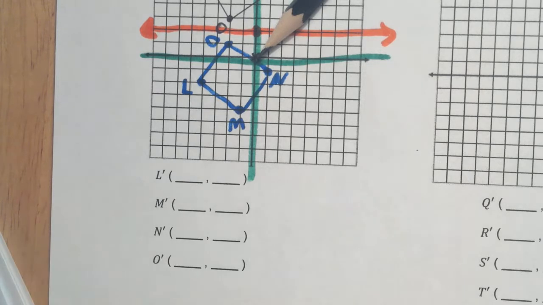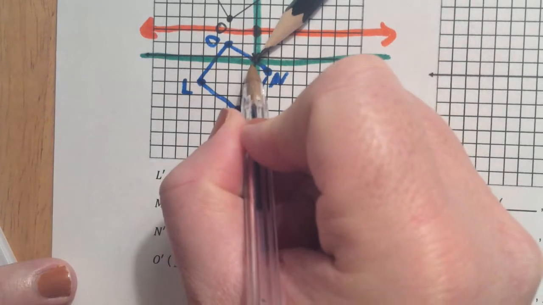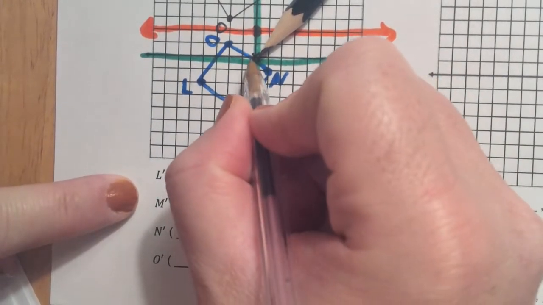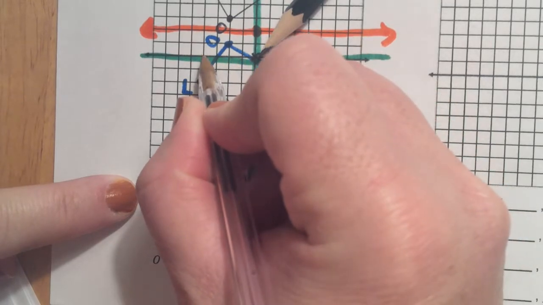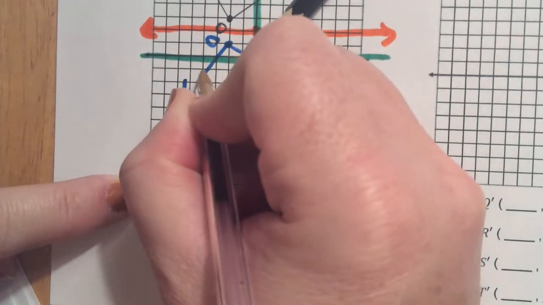Okay, so now let's write down the answers. From here, from our center here, L is negative 1, 2, 3, 4. So negative 4, negative 2.